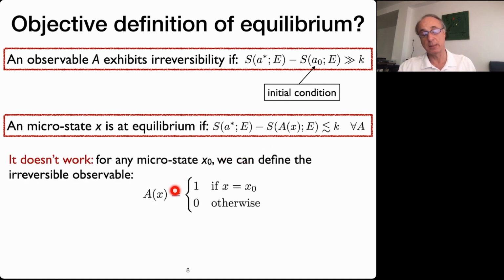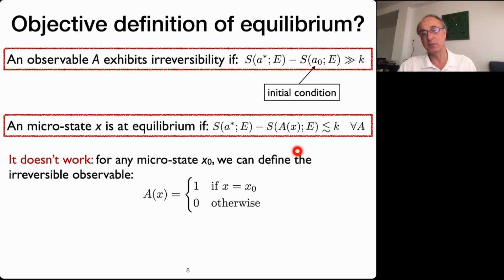And the reason is that for a given microstate, x0, I can always define an observable that takes the value 1 in this microstate and 0 otherwise. The entropy function now will be: the entropy at 1 is 0 or minus infinity, because this volume is just 1 point. And the entropy at 0 will be the volume of the whole phase space. So this observable will always exhibit irreversibility like that if my microstate is x0.